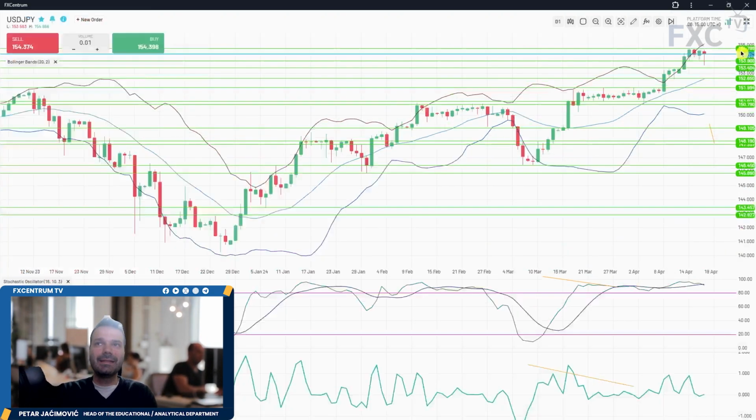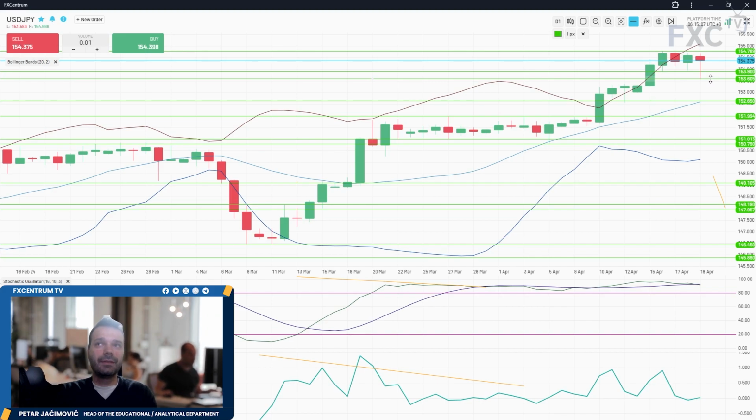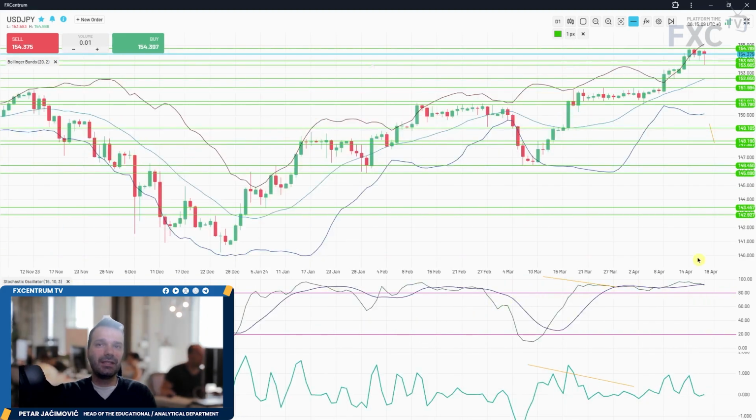Now USD Japanese yen is holding well. There was an attempt for market to go, let's say, lower, 153.60. That was the maximum. Still strong environment above the 80 mark.